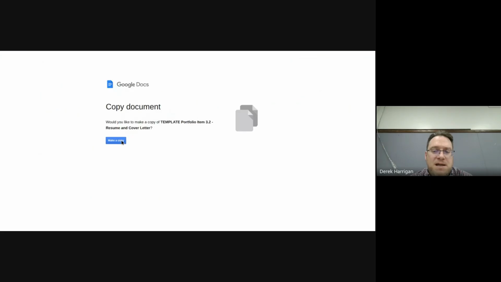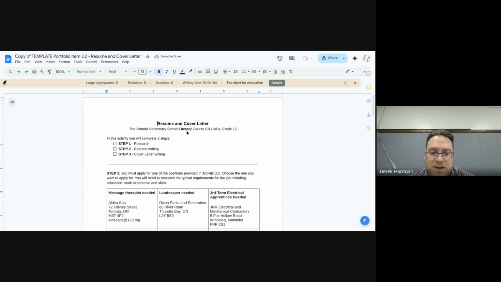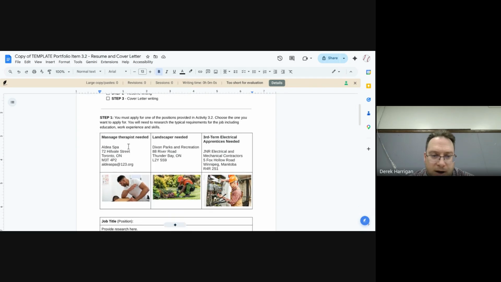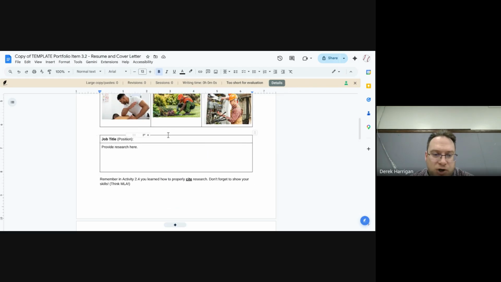as always, you're going to make your own copy. And you're just going to fill out this page. And so they're going to remind you in step one about the three jobs that you can apply for. You can do a little bit of online research to find out more about what would be required for each of these jobs. And then you're going to write me the name of the job you've chosen and provide any research that you found online about that job.